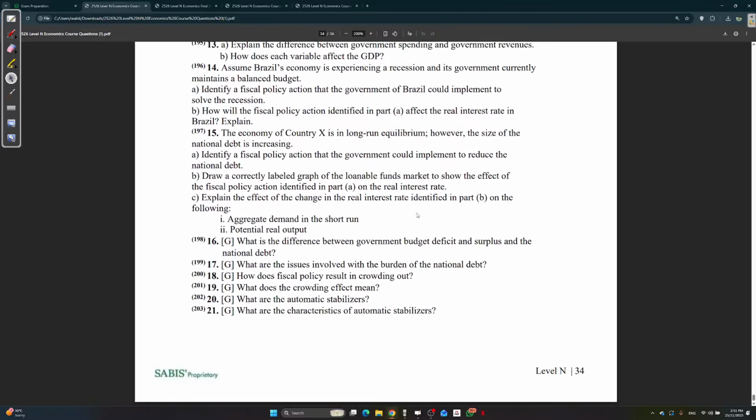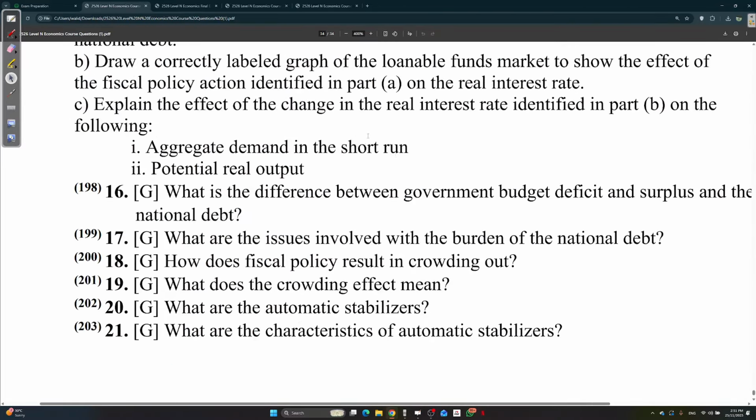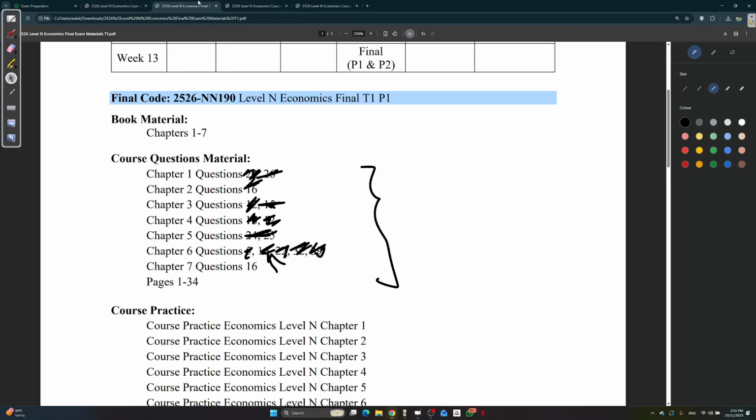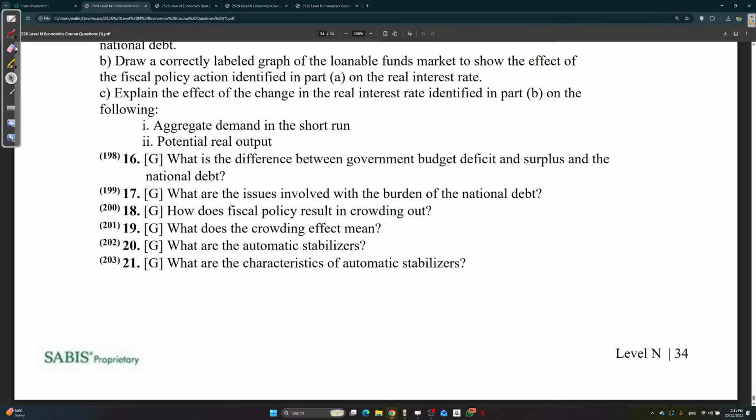But let's do question 16. It's very easy. He's simply asking, what's the difference between government budget deficit and surplus and the national debt? I'm going to show you the solution, but before I show you, think about it like this. Budget deficit is when the government spending is greater than the tax revenue. Because how does the government make money? It makes money through taxes, right? How does it lose money? When it spends it, right?